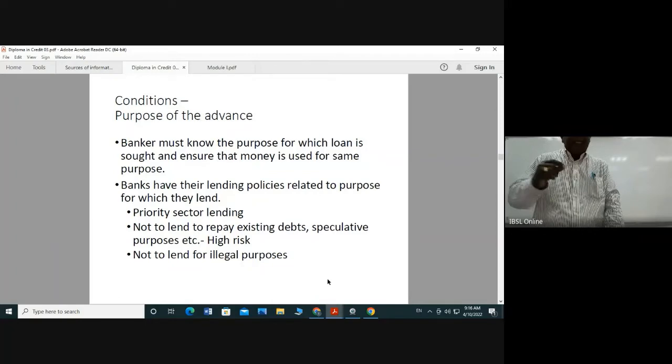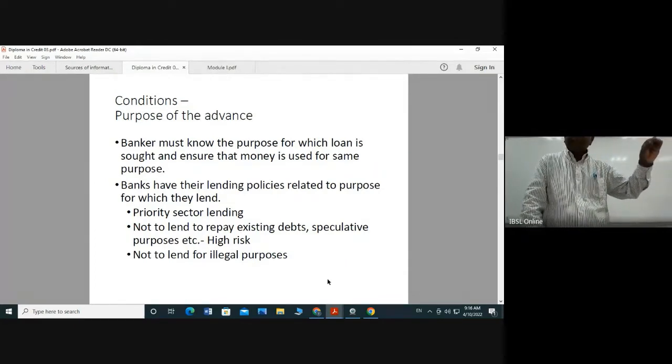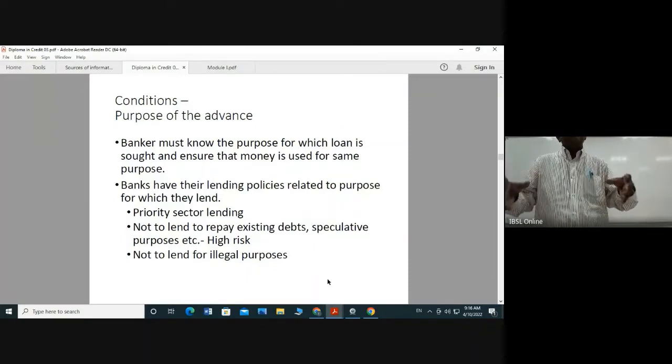Then, not to lend to repay existing debts or for speculative purposes, etc. If a customer has existing debt, the bank policy is not to lend for the customer to settle his debt, because you don't know whether sometimes that loan may go into default. Similarly, speculative purposes means where you don't know what will happen, whether there will be income, loss or profit. Good examples are gambling and racing.